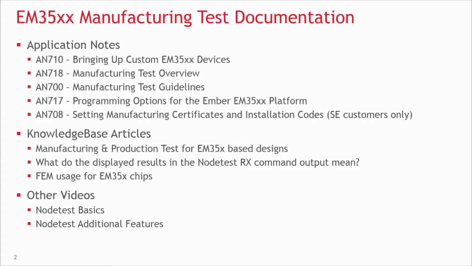Next is AN700, which goes into more detail to provide guidelines and recommendations for manufacturing test. The fourth is AN717, which provides information on all of the programming options available for EM35xx platform customers. Lastly, for smart energy customers, AN718 provides details on setting manufacturing certificates and installation codes.